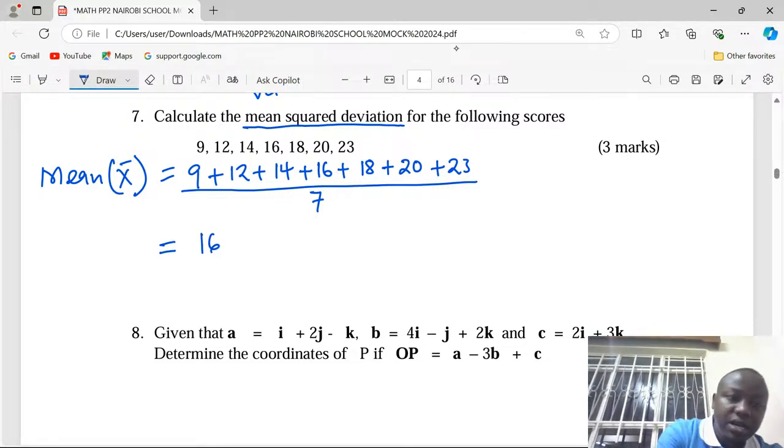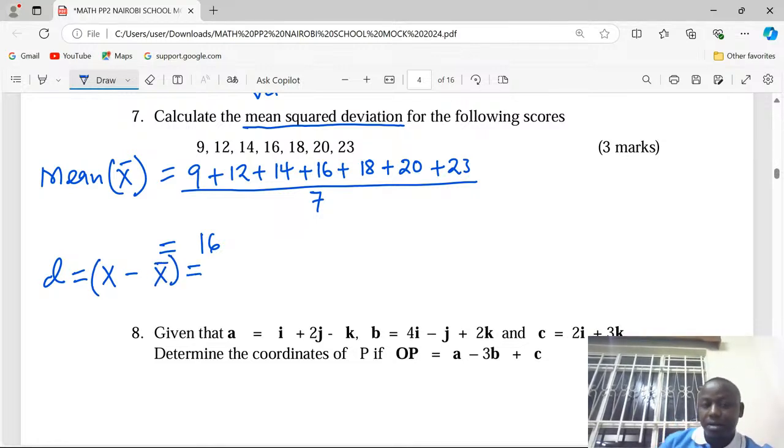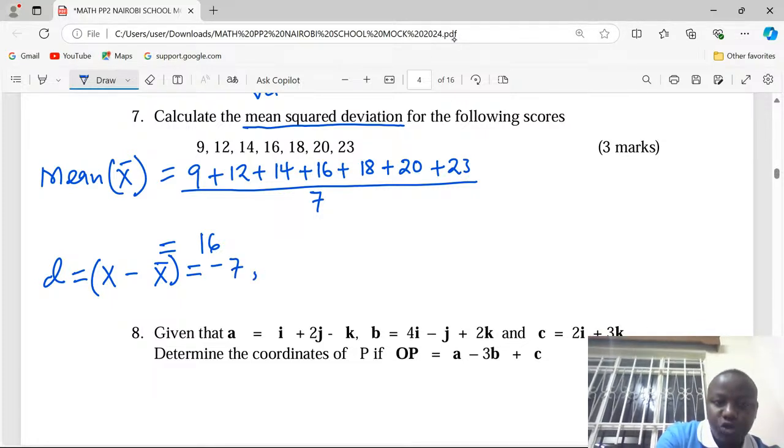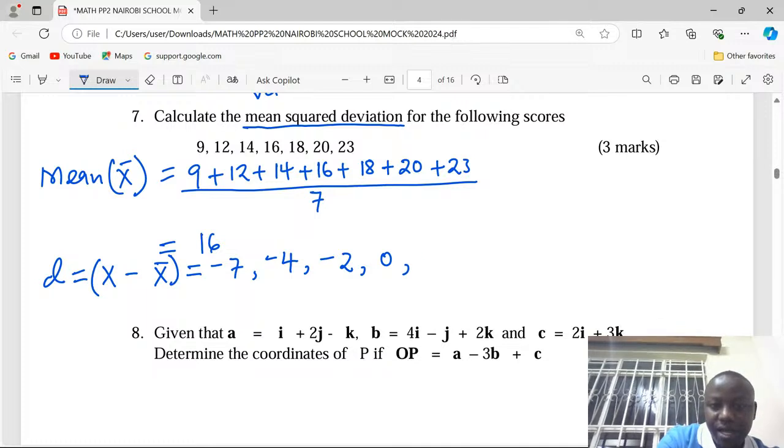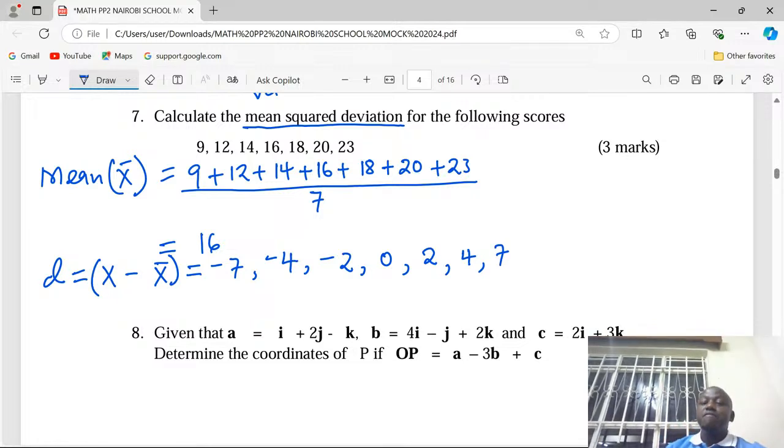With the mean of 16, now we can get what we are calling the deviations. A deviation is given by each value minus the mean. How each value deviates from the mean. So we get 9 minus 16, that will give us negative 7. 12 minus 16, negative 4. 14 minus 16, negative 2. 16 minus 16, 0. 18 minus 16, 2. 20 minus 16, 4. 23 minus 16, positive 7. So these are the deviations of each value from the mean.